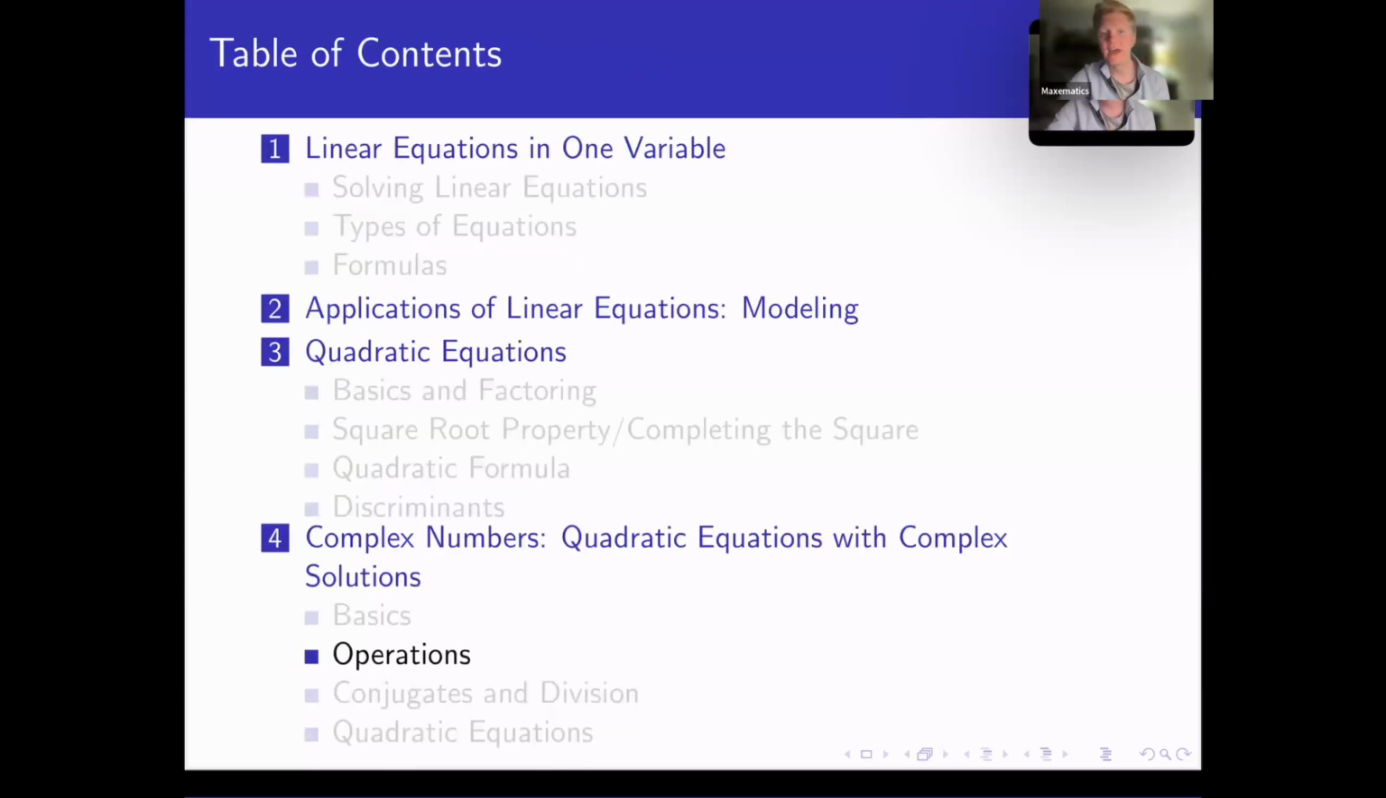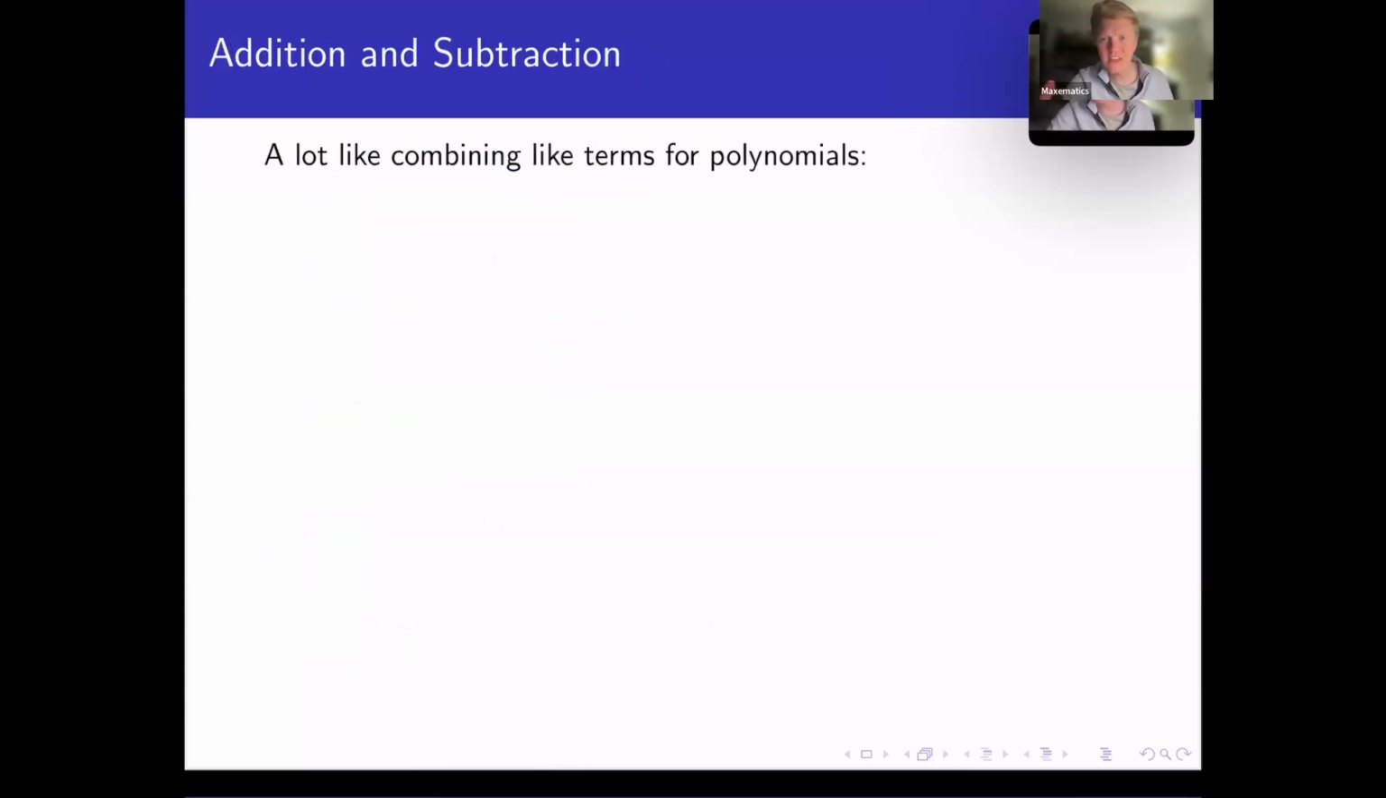Okay. Now, what we're interested in doing, of course, is all sorts of operations. All these operations will eventually get us back to quadratic equations, just like we finished 1.3 with. Okay, so some operations, addition and subtraction, are a lot like combining like terms for polynomials. So if we are adding or subtracting complex numbers, we are going to add and subtract their real parts, and add and subtract their imaginary parts.